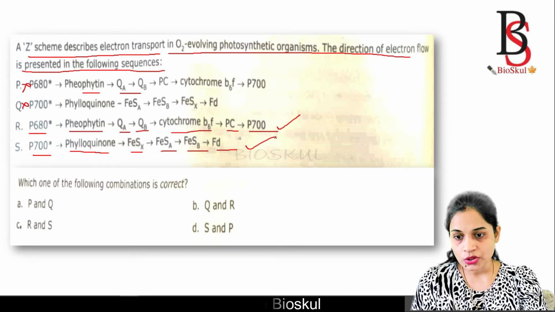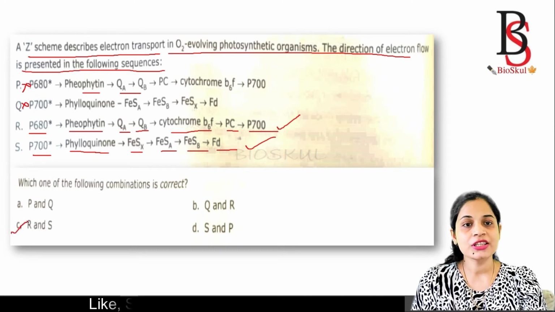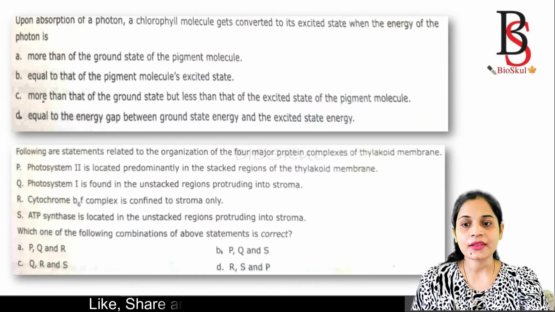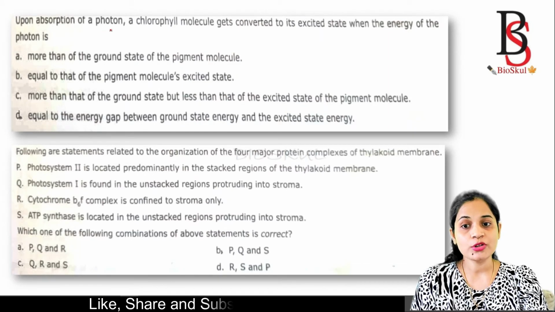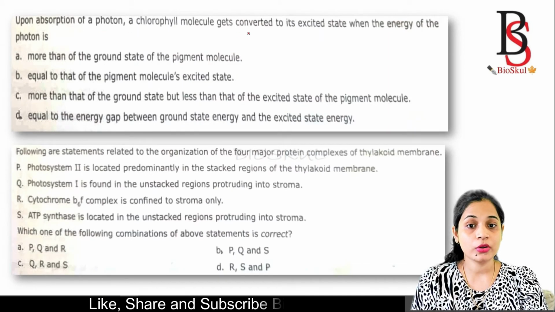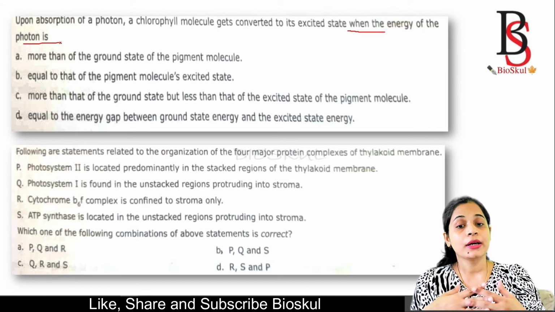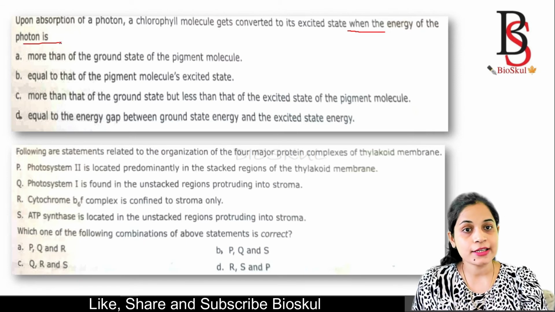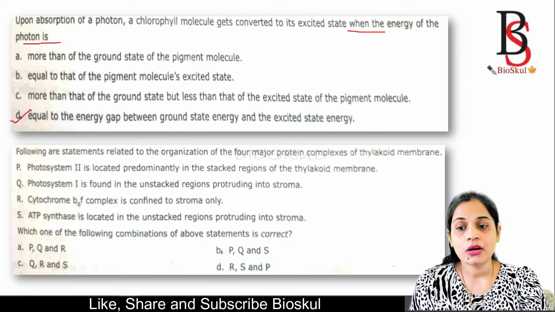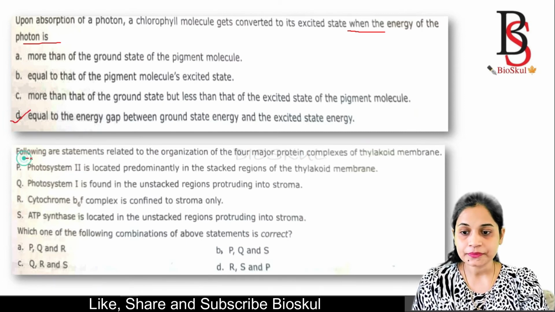So which one of the following combinations is correct? That is R and S, that is option C is the correct answer. Okay, next question. Upon absorption of a photon, a chlorophyll molecule gets converted to its excited state when the energy of the photon is equal to the energy gap between the ground state energy and the excited state energy. Okay, so the correct answer is option D.